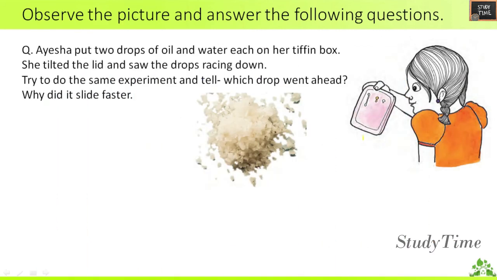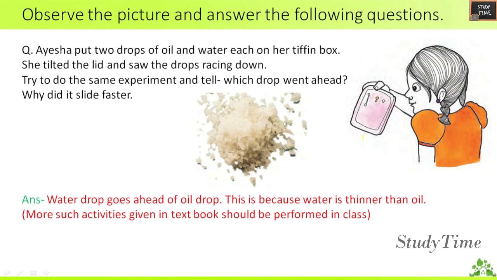Observe the picture and answer the following questions. Aisha put 2 drops each of oil and water on her tiffin box lid. She tilted the lid and saw the drops sliding down. Try the same experiment. Tell which drop went ahead. Why did it slide faster? The water drop goes ahead of the oil drop. This is because water is thinner, so water flows fast, whereas oil flows slowly.